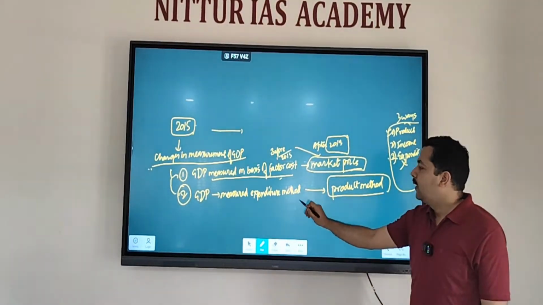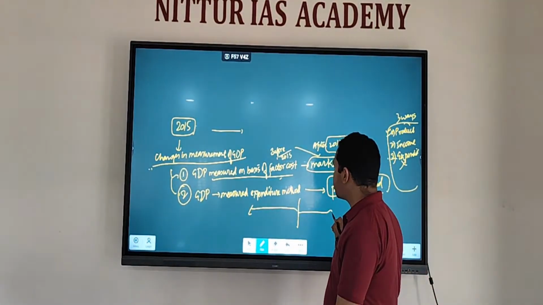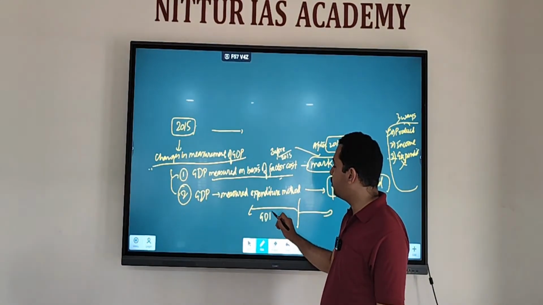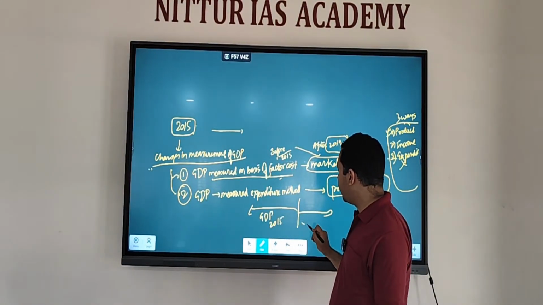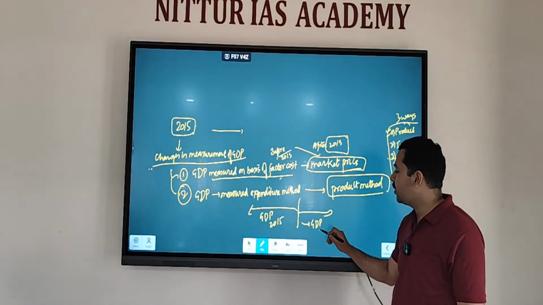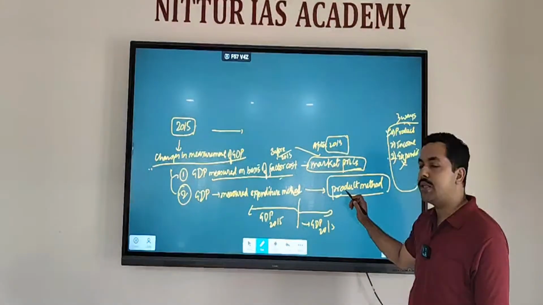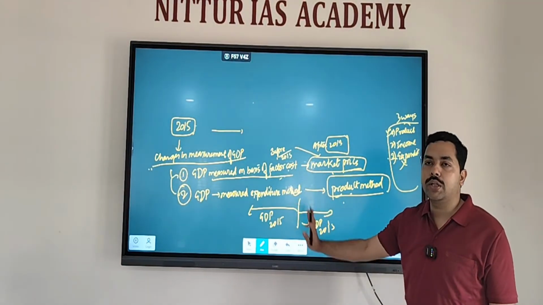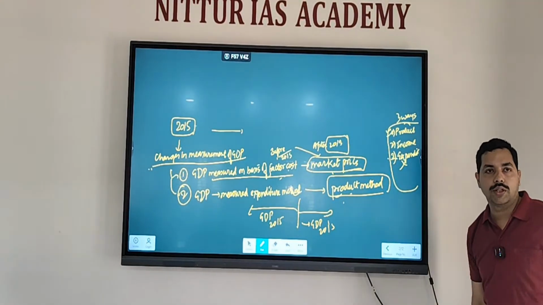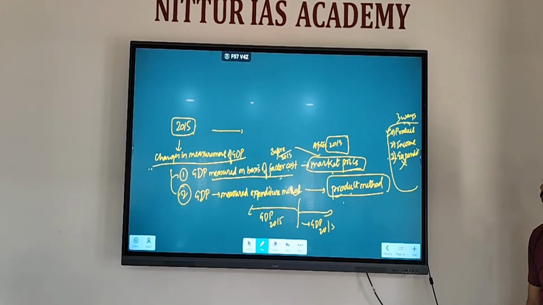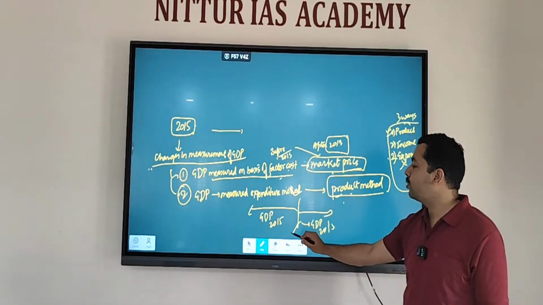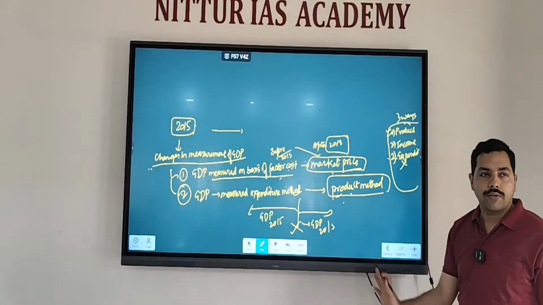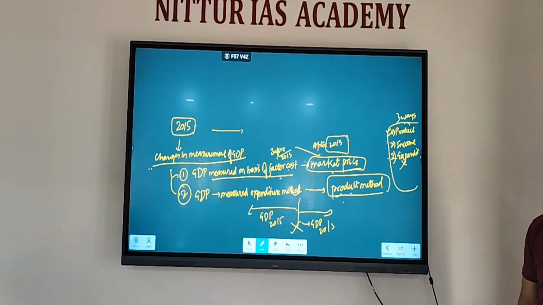That's why it is not possible to compare GDP data before 2015 and after 2015, because the methodology to calculate was different, and also the price at which we were calculating is different. Clear? So comparison before 2015 and after 2015 is difficult. Any doubt regarding this one?